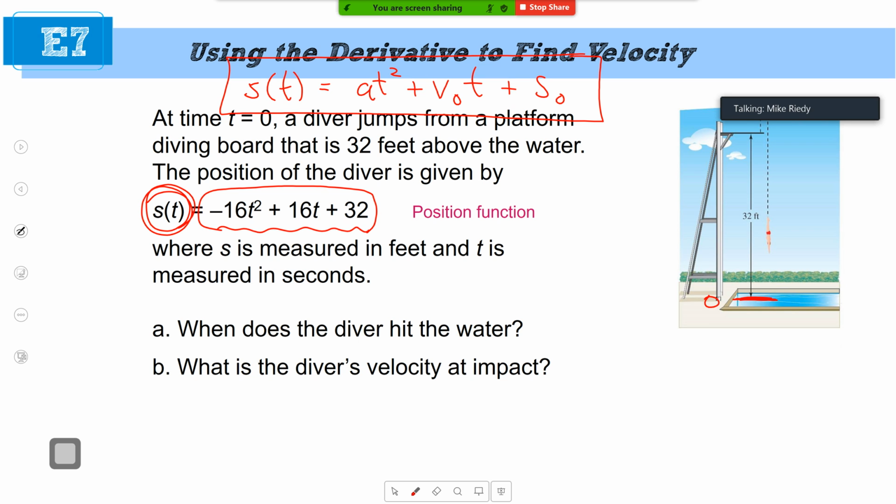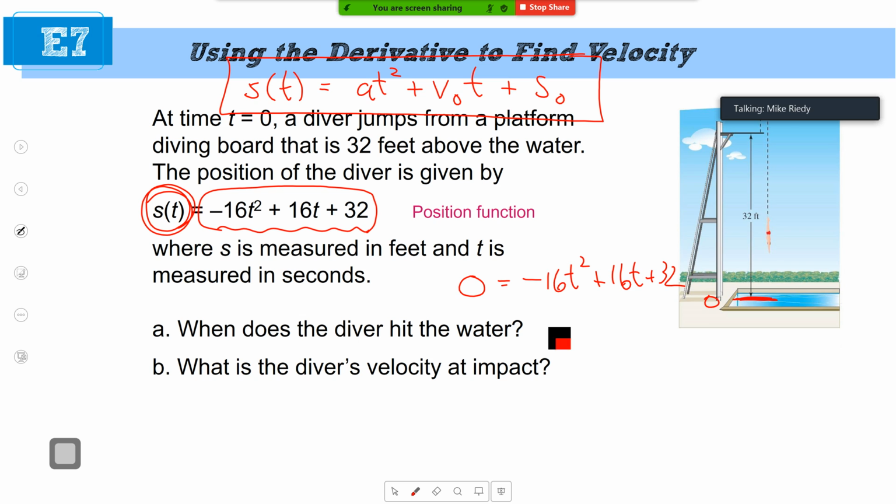What's the height when they hit the water? I don't think we've determined a gender on this. I'm sorry, what? Once more, I'm sorry, I keep talking over you. 0. 0, right. So the height when they hit the water is 0, which means 0 is equal to negative 16t squared plus 16t plus 32. Okay, solve that, please.